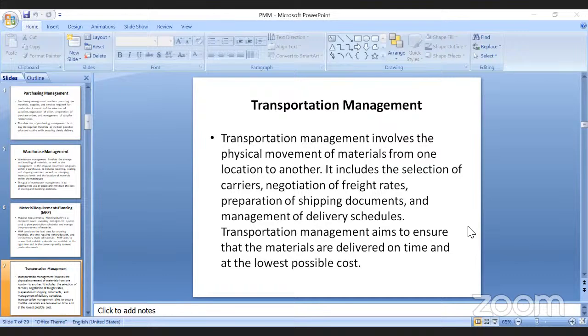Different stages are there. Starting from the raw material to the final product, transportation management is involved in between that. It starts with the raw material transport and ends with the final product to the customer.